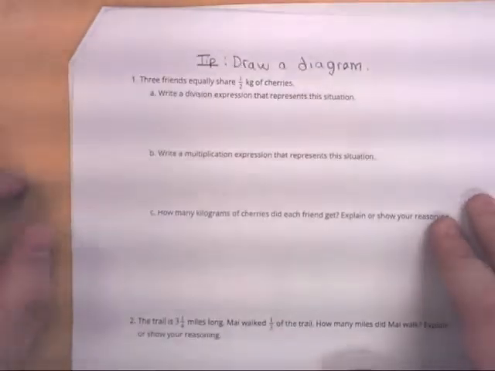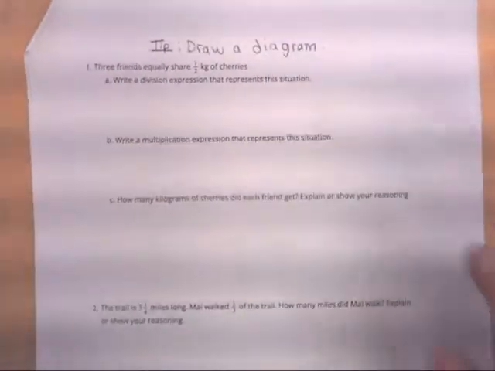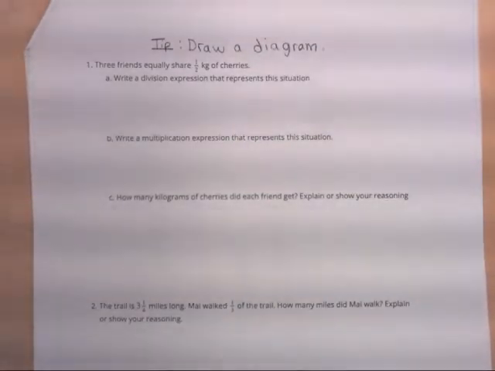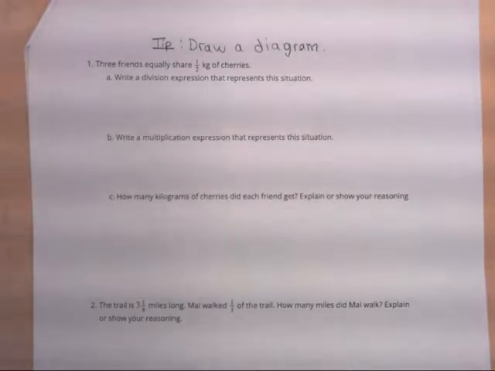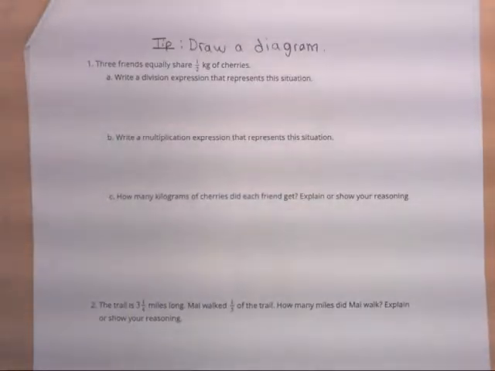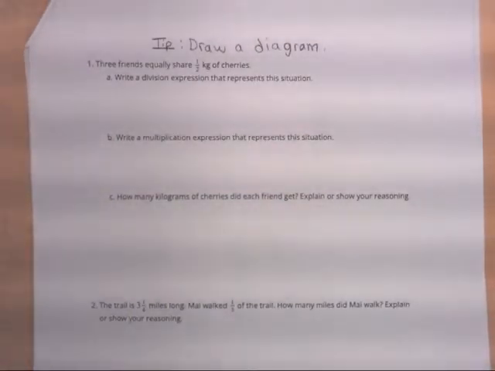All right. So here we get to a question that really tests students' ability to understand a situation and be able to model that situation with numbers and expressions to be able to solve it. So the situation we're given here is 3 friends share 1/2 kilogram of cherries. We need to write a division expression that represents the situation, a multiplication expression that represents the situation, and then finally we need to answer how many kilograms of cherries did each friend get. Explain or show your reasoning.